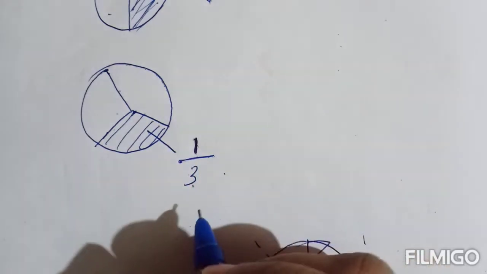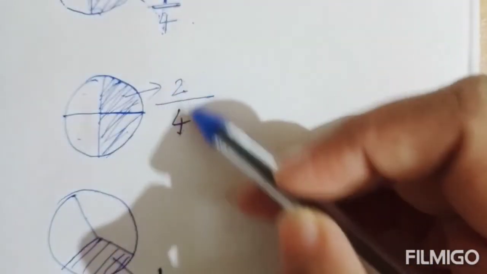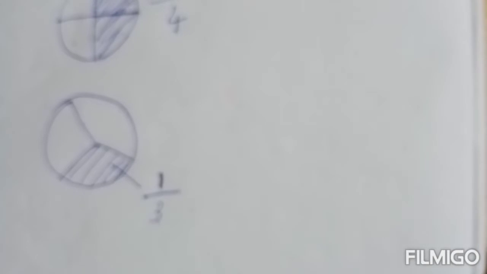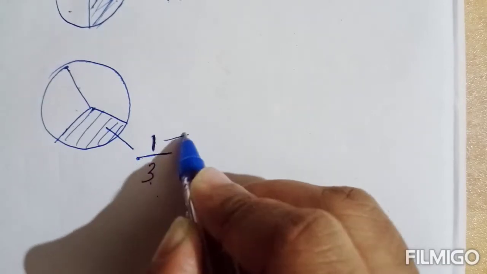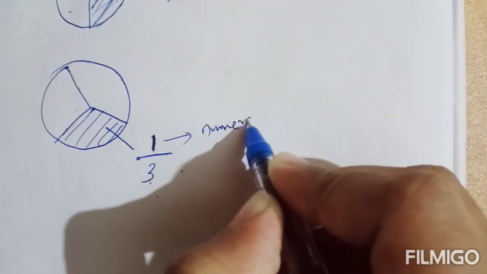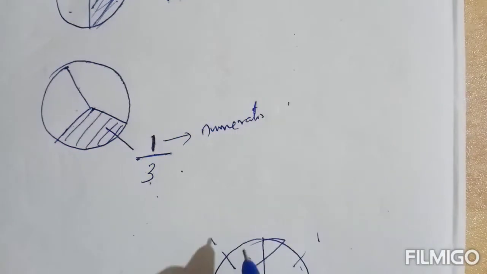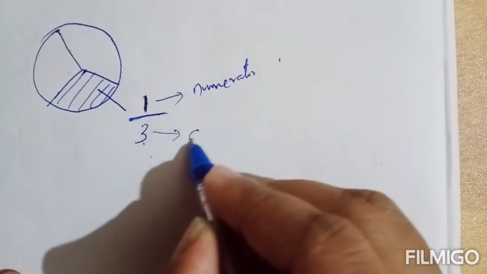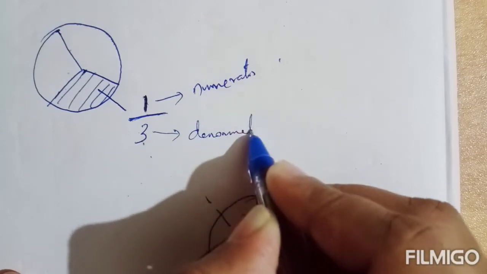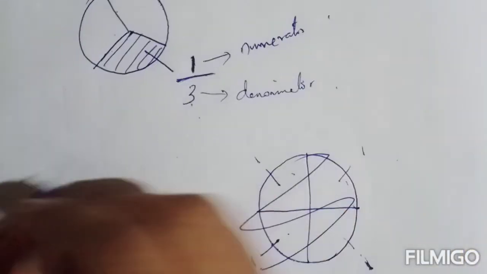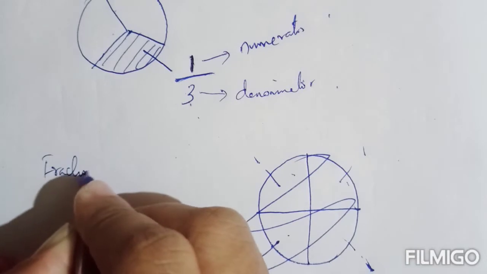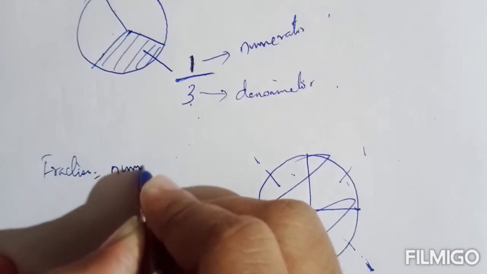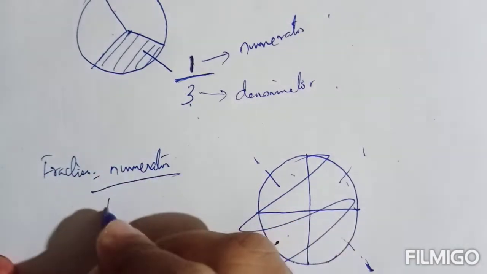Okay, now these numbers 1 by 4, 2 by 4, 1 by 3, these are called fractions. And in a fraction, the number we are writing above is called the numerator, and the number we are writing below is called the denominator. So we can say a fraction equals numerator by denominator.